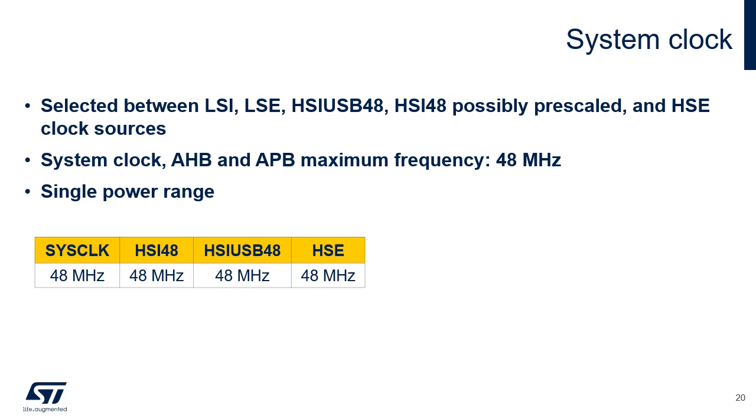The system clock is selected among the LSI, LSE, HSI USB 48, HSI 48, and HSE clock sources. The maximum system clock frequency is 48 MHz. The APB bus frequencies are up to 48 MHz. Upon system reset, the HSISYS clock derived from the HSI 48 oscillator is selected as system clock. When a clock source is used as a system clock, it is not possible to stop it.